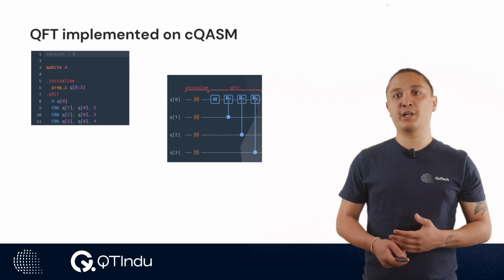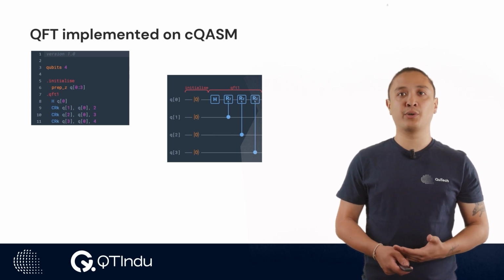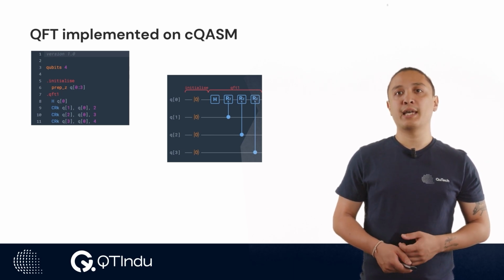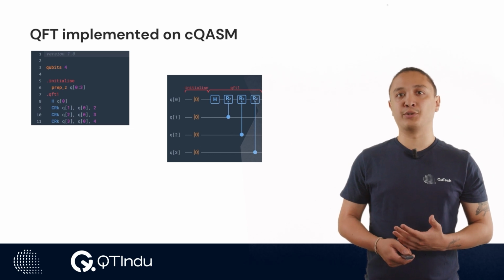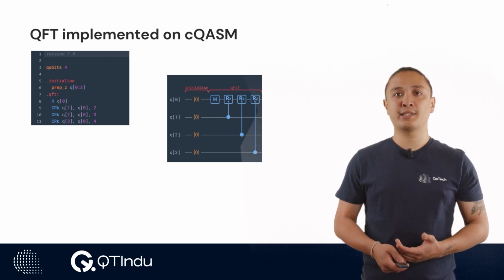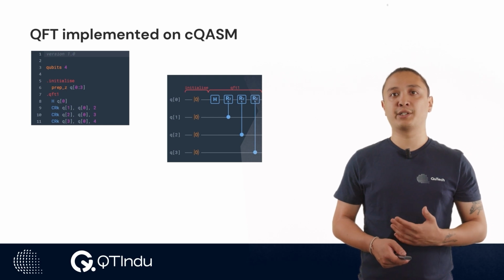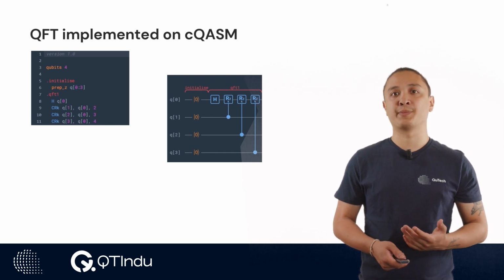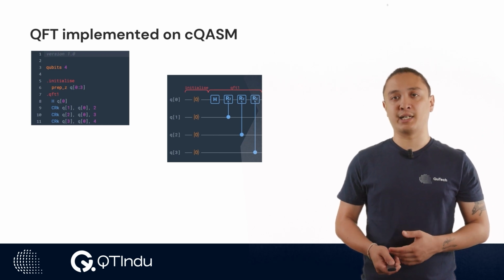Then we perform a CRK gate with the second qubit as the control, the first qubit as the target, and specifying Rk to be equal to 2. We repeat the process for 2 more CRK gates, taking care to specify the correct target and control qubits and the subscript k. We can see the corresponding generated circuit on the right-hand side.